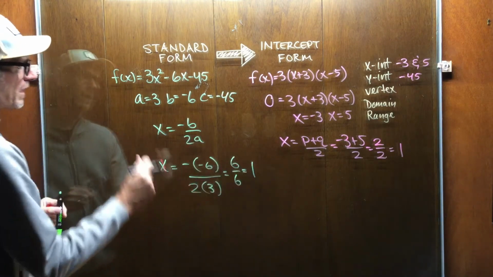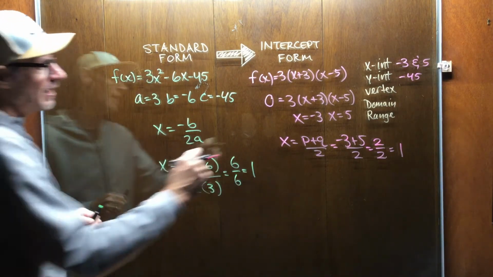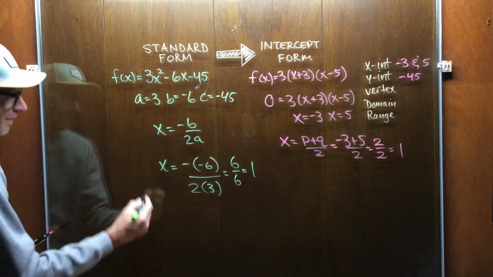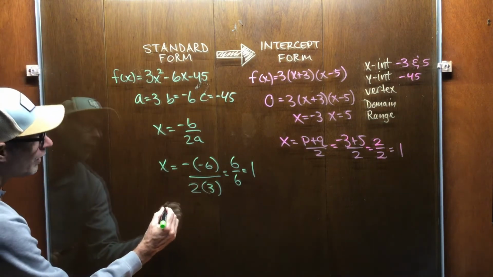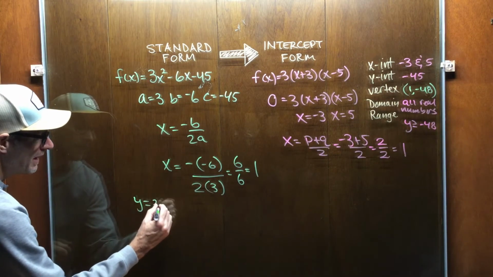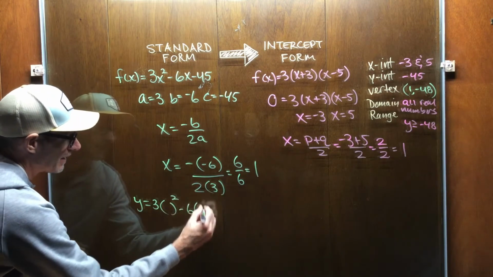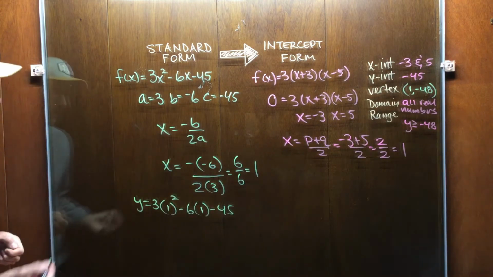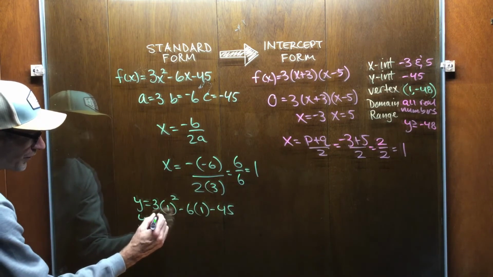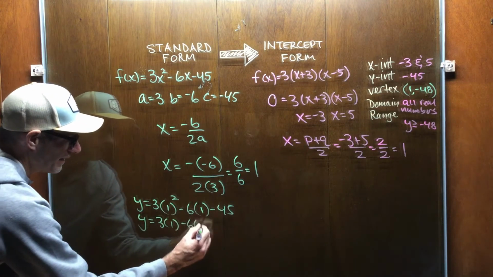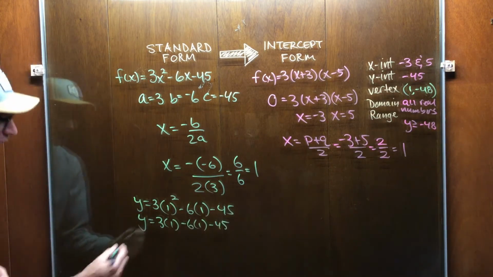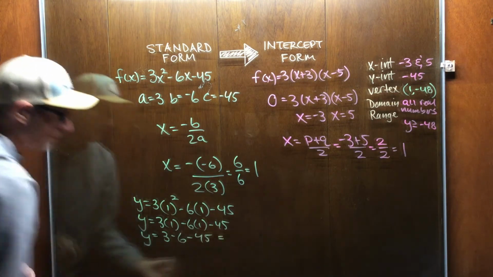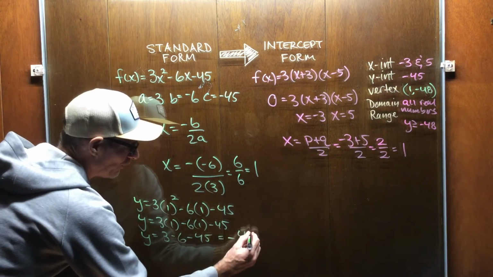You're going to take your x-coordinate and put it back into your function. So that's going to look like this. I'm not going to write it in function form though. I'm going to go y equals 3 times empty bracket squared minus 6 times empty bracket minus 45, and I'm going to put a 1 here and a 1 here. So this is going to be y equals 3 times 1 minus 6 times 1 minus 45. So that'll be y equals 3 minus 6 minus 45, and so that will make negative 48.